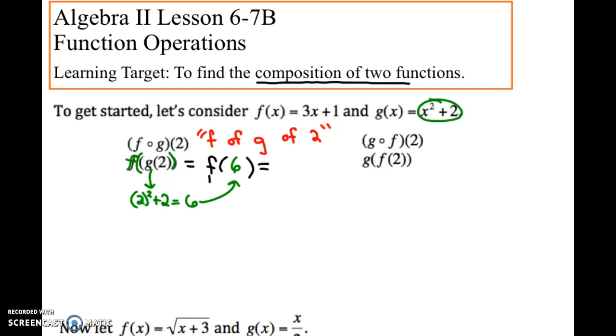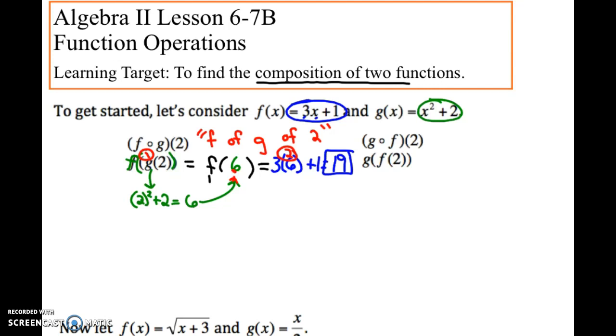The function f is up here, and f is 3 times your parenthesis plus 1. So it's going to be 3 times 6 plus 1. 3 times 6 is 18 plus 1 would be 19. So a composite function is 2 problems for the price of 1. The first thing you do is find the inside, evaluate that, and then plug it back in. And then the second thing you do is plug this inside number into the outside function.